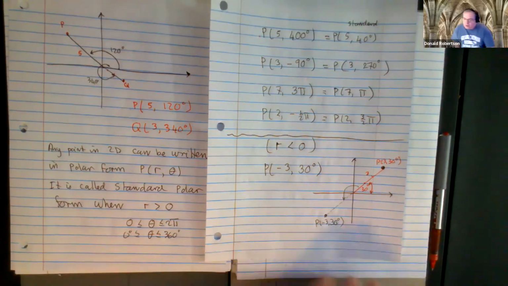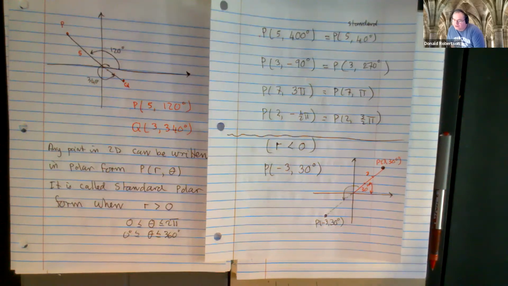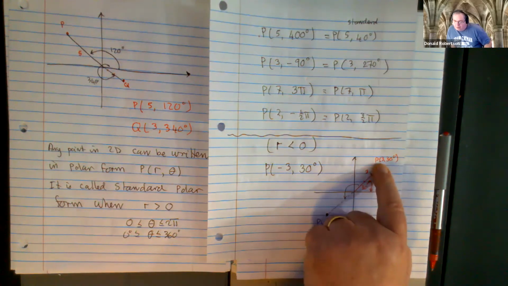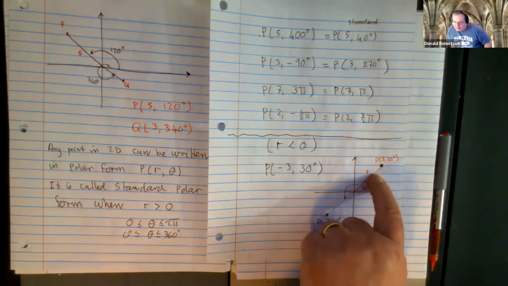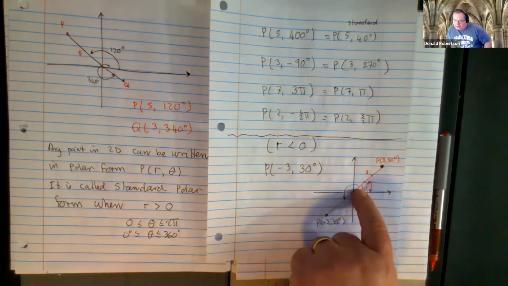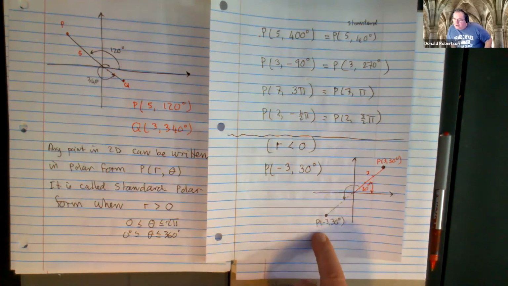Would you agree that's kind of weird looking? But that's how it works. So if you wanted to plot a point with a negative R value, plot the original with positives, right? And then just go the opposite direction. So if this was 3 units long, go 3 units that way. And you've got that guy.